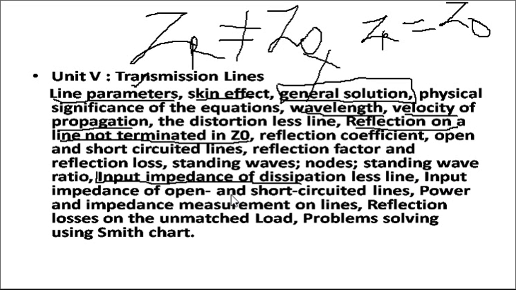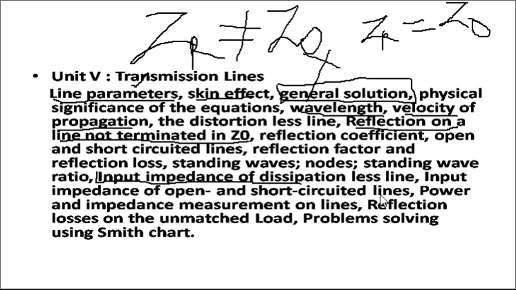Input impedance of open and short circuited line. Now see, I am talking about input impedance. One equation you know: Zin is equal to Z0 times [ZR cos βL plus Z0 sin βL divided by Z0 cos βL plus ZR sin βL], and outside that square bracket Z0 comes. If you just try to remember this equation, you can derive further equations.